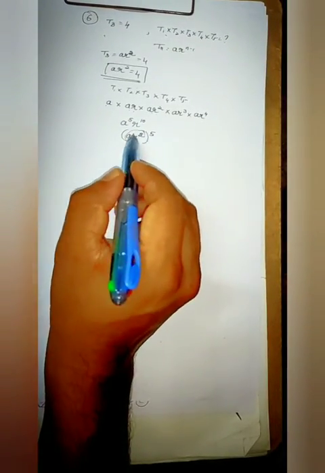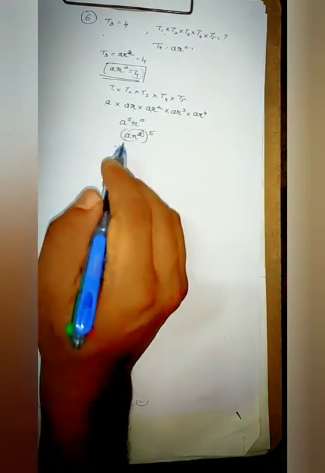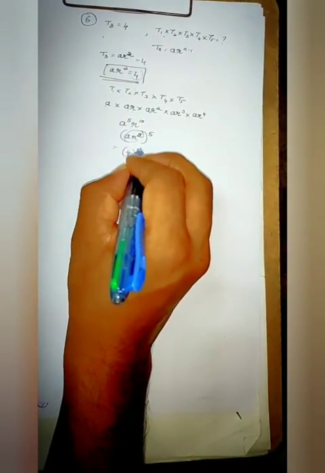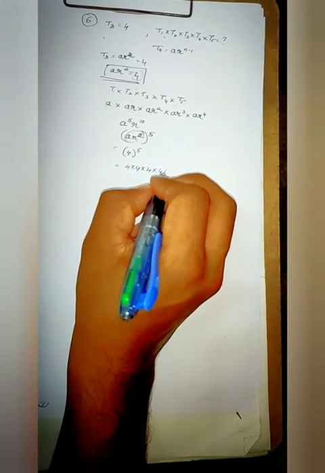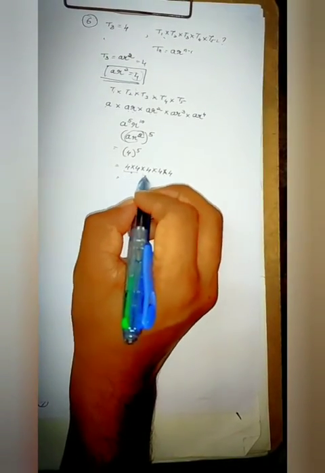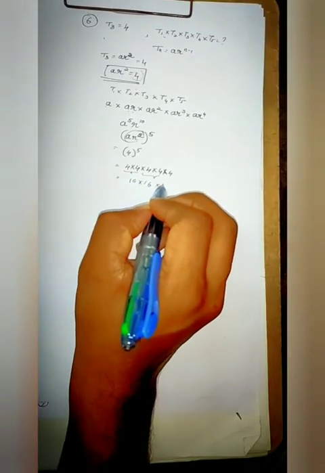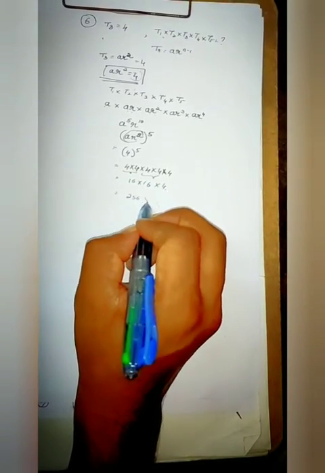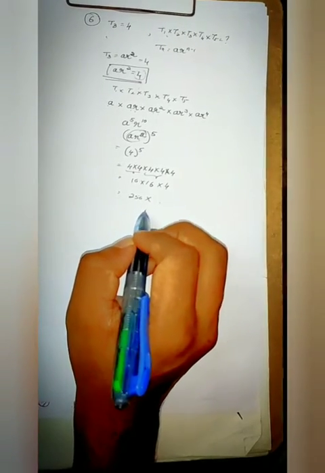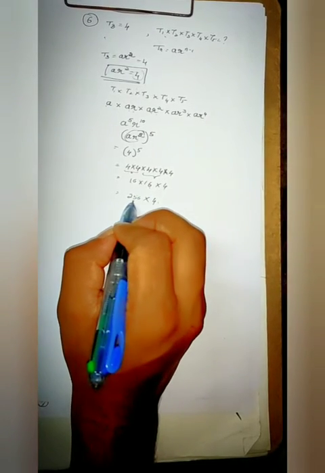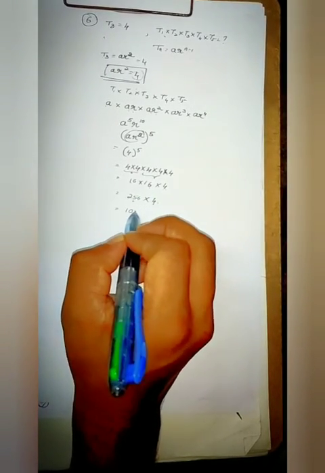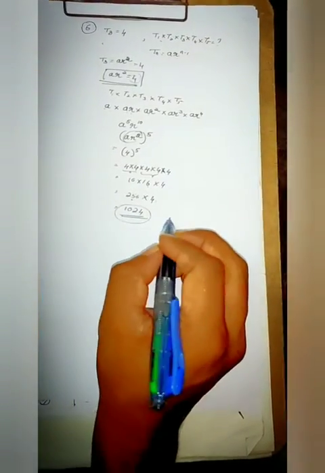We already know AR square is nothing but 4. I will write it here: 4 power 5. So 4 power 5 is 4 into 4 into 4 into 4 into 4, 5 times 4. So this is 16 into 16 into 4. 16 into 16 is 256. I hope you remember the square numbers; it will be very helpful in these competitive exams. So 256 into 4, quickly you can do it, is nothing but 1024. So this is going to be your answer, which is option C.